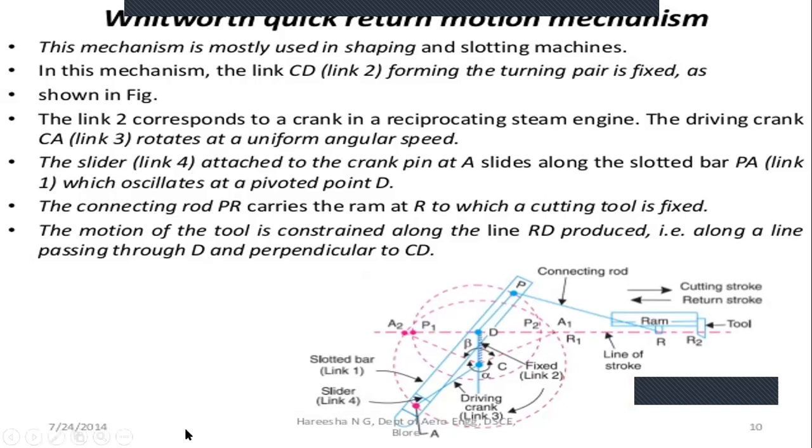And the motion of the tool is constrained along the line RD produced. So RD is the line between the two points, and the motion of the tool is constrained only along a line passing through D and perpendicular to CD, which is perpendicular to the position PD.